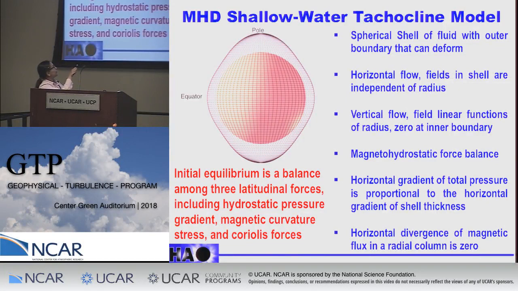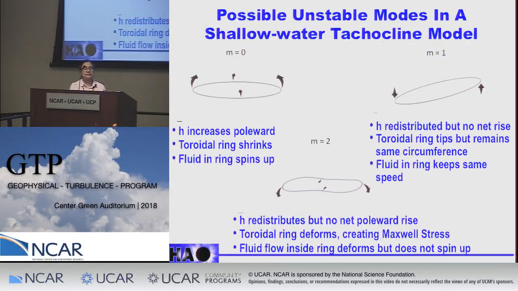The equilibrium of the tachocline is a balance among three latitudinal forces: the hydrostatic pressure gradient, magnetic curvature stress, and Coriolis force. Due to that, you can have a little oblateness at the equator and a little prolateness at the polar region. Due to the instability of this system, the modes that can occur have this kind of structure. M is the longitudinal wave number: M equal to 0, M equal to 1, M equal to 2. Basically, the large scale longitudinal wave numbers occur there. M equal to 0 is nothing but the polar slip. M equal to 1 is the tipping instability.